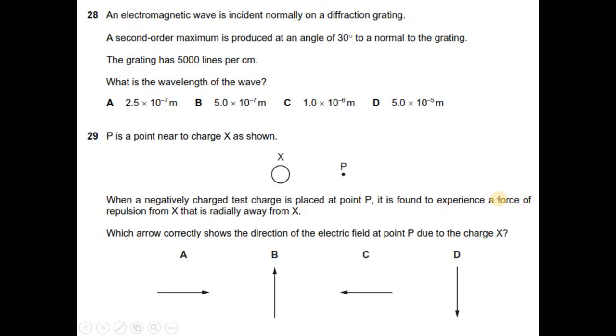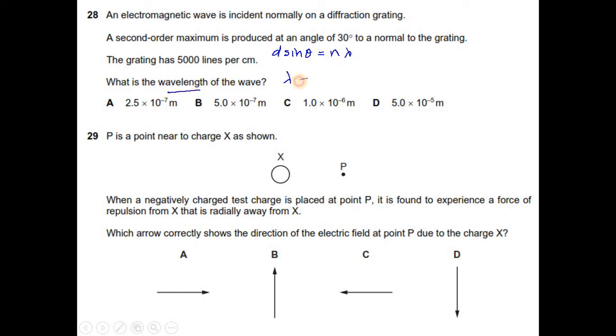Question number 28. An electromagnetic wave is incident normally on a diffraction grating. A second order maximum is produced at an angle of 30 degrees to the normal to the grating. The grating has 5000 lines per centimeter. What is the wavelength of the wave? So for a diffraction grating, we have a most typical approach. For constructive interference or maxima, we have d sin theta, which is a path difference. d sin theta is equal to n lambda. That means if we need to find the wavelength, we just rearrange.